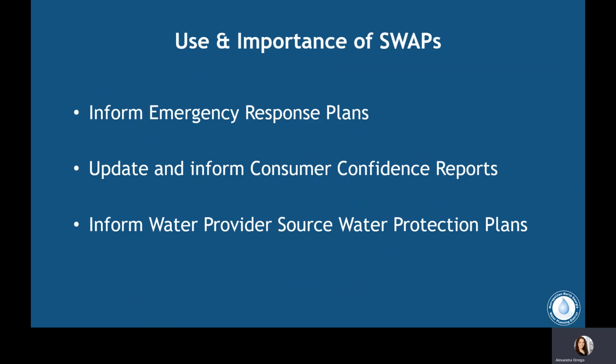Again, consumer confidence reports help jurisdictions target vulnerable areas for protection, and update and inform their consumer confidence reports. And these SWAPs help jurisdictions target vulnerable areas for protection of their source waters. Because the cleaner the water is before it enters the treatment plant, the cheaper and easier it is to treat it and send it out to the public for drinking.